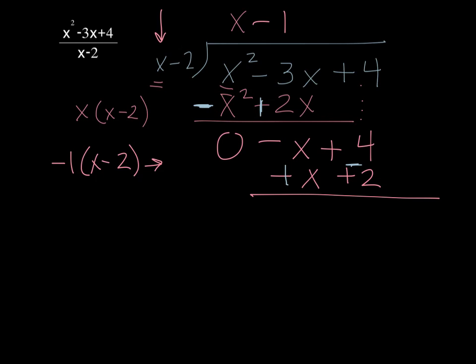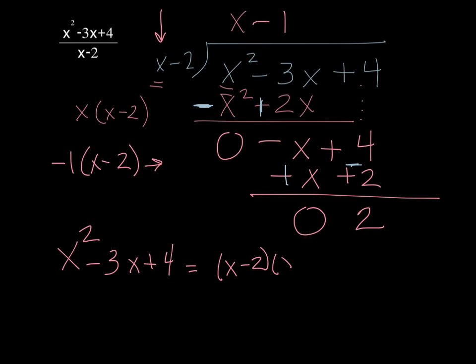And we're going to end up with minus x plus x is 0, and 4 minus 2 is 2. So, in this particular case, x squared minus 3x plus 4 is x minus 2 times x minus 1 plus a remainder of 2. So let's just check this.